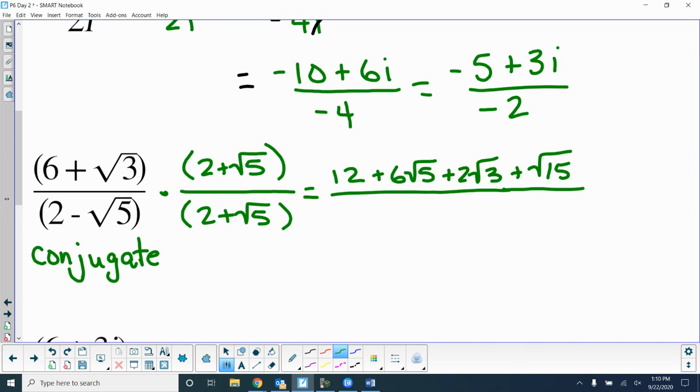Now when I FOIL the bottom, watch what happens. 2 times 2 for first. 2 times radical 5 for outside. Negative radical 5 times 2 for inside is negative 2 radical 5. And then negative radical 5 times positive radical 5 is a negative radical 25.